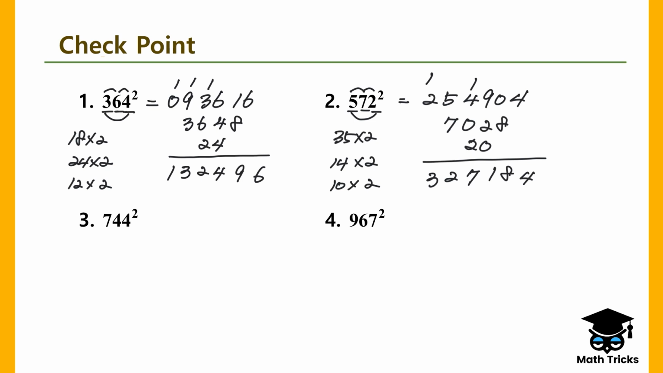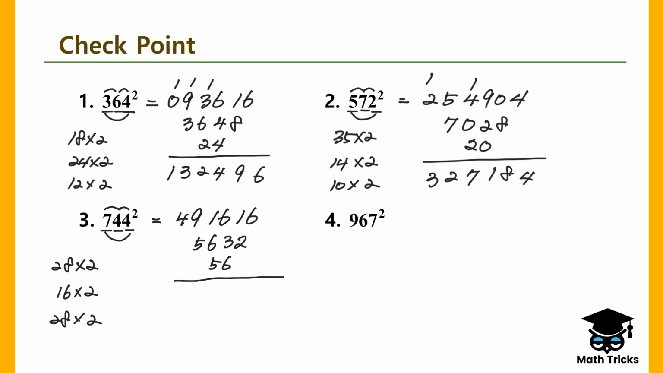Number 3, 744 squared. So that is equal to 7 squared, 49. 4 squared, 16. 4 squared, 16. 7 times 4, 28. Times 2, 56. 56. 4 times 4, 16. Times 2, 32. And 7 times 4, that's 28. Times 2, 56. So add them. 6, 3. That's 15. That's 11, 12, 13. 15. 1 plus 4, 5. So 5, 5, 3, 5, 3, 6.